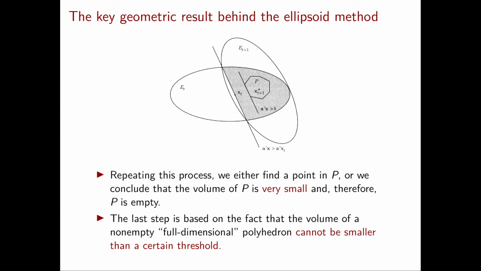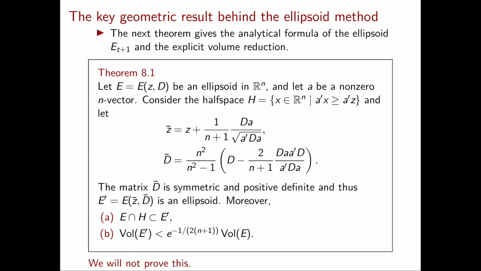Eventually, the volume of the ellipsoid becomes so small that it allows us to conclude that it cannot contain any polyhedron and therefore that P is empty. This last step is perhaps the most surprising at this point. It is based on the fact that the volume of a non-empty full-dimensional polyhedron cannot be smaller than a certain threshold. So when the volume of our ellipsoid is below this threshold, we can conclude that it cannot contain any non-empty polyhedron.